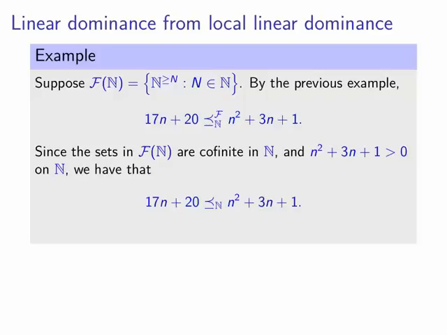And here's an example. Suppose we have these traditional filter bases. We already showed that 17n plus 20 is locally linearly dominated by n squared plus 3n plus 1. Since the sets in F_N are cofinite in N, and n squared plus 3n plus 1 is positive, we also have that 17n plus 20 is linearly dominated by n squared plus 3n plus 1.